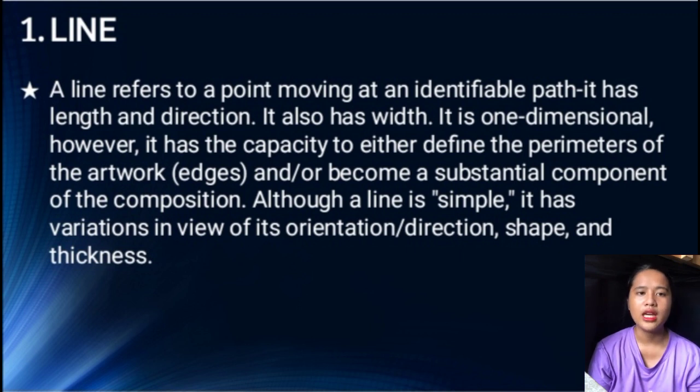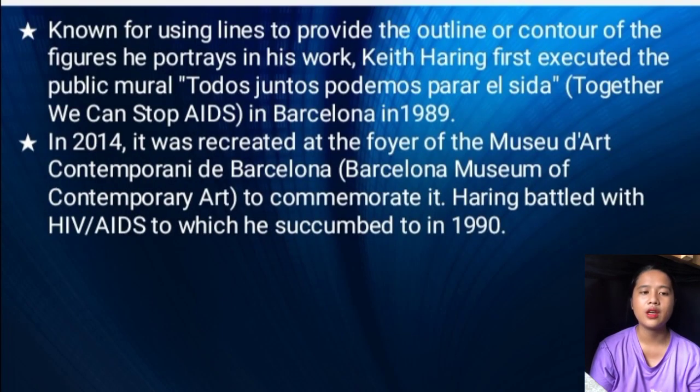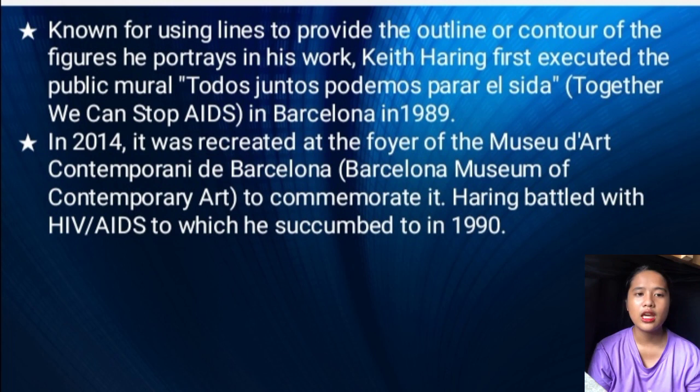Although a line is simple, it has variation in view of its orientation or direction, shape, and thickness. Keith Haring is known for using lines to provide the outline or contour of the figures. He first executed the public mural Todos Juntos Podemos Parar el SIDA, Together We Can Stop AIDS, in Barcelona in 1989. In 2014, it was recreated at the foyer of the Museu d'Art Contemporani de Barcelona, Barcelona Museum of Contemporary Art, to commemorate Haring's battle with HIV or AIDS, to which he succumbed in 1990.